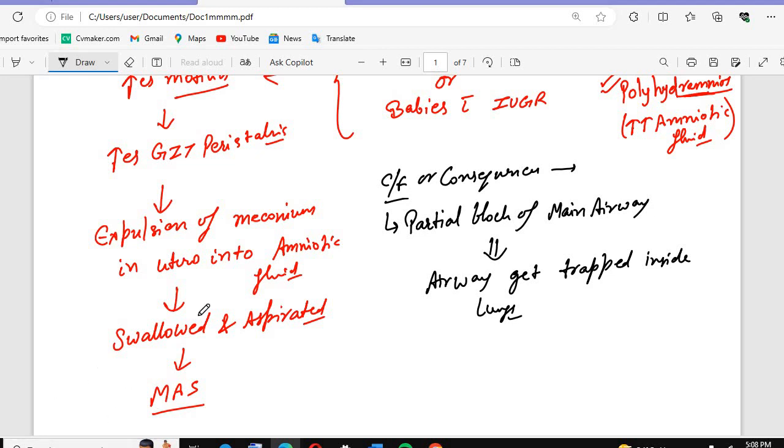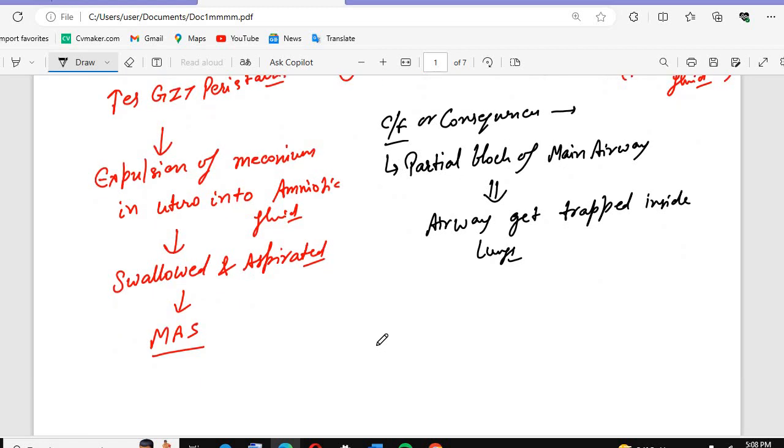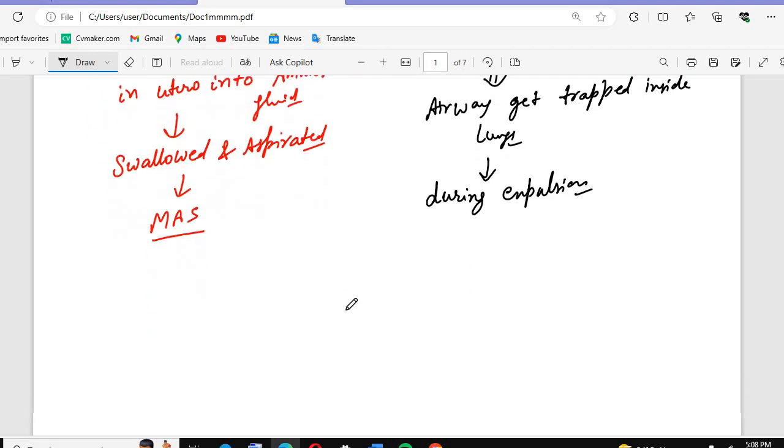In the previous classes we discussed that when obstruction is there, there will be a problem in expiration. We studied all the obstructive diseases as well, and in obstructive disease there is a problem in expiration. So this air gets trapped inside the lungs, and what will happen during exhalation?